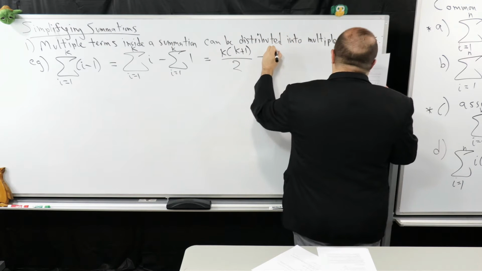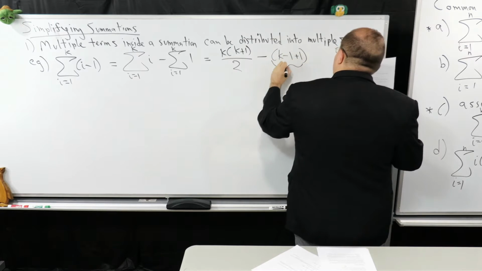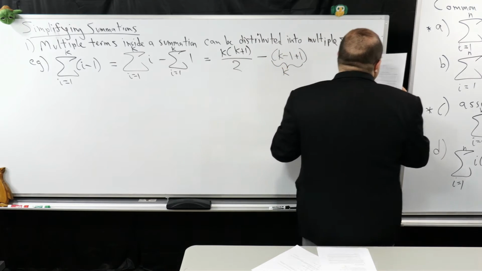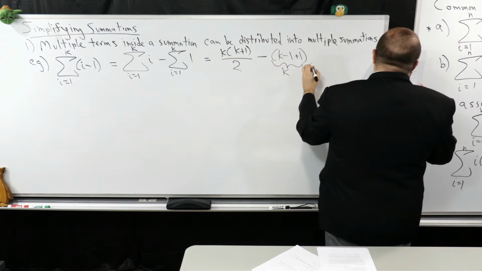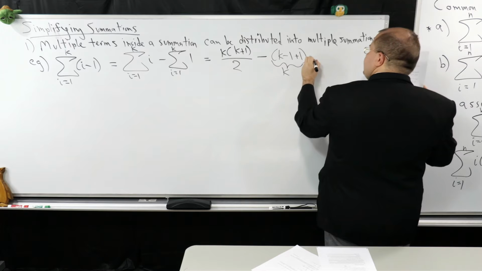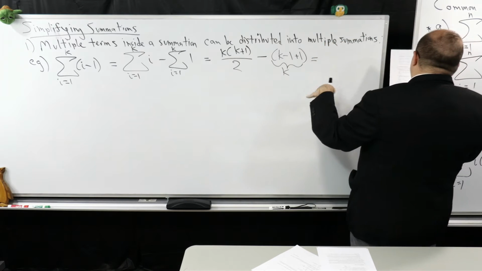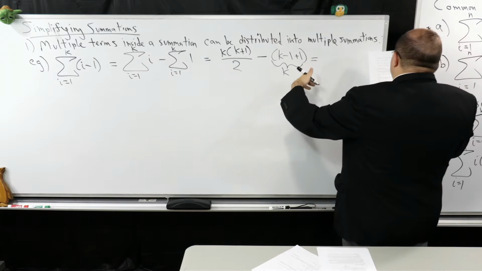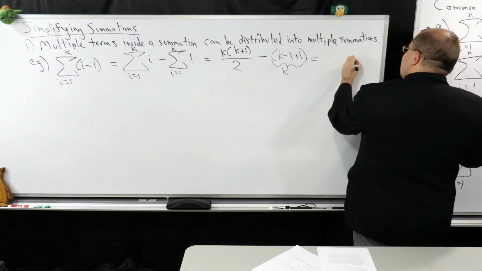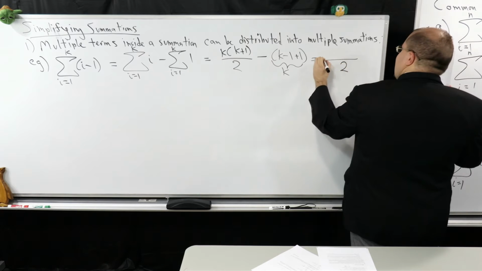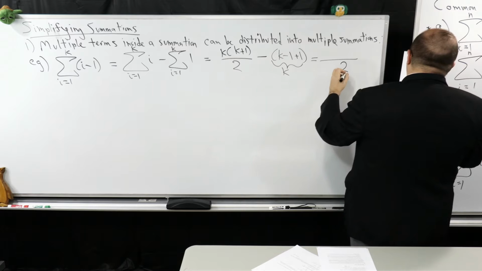So I have minus k minus 1 plus 1. This is just k, right? Then I can simplify this a little further. So I'm just going to make this a little easier to play around with, I'm going to make a common denominator across these two. So I'm going to have 2 like this. So I'm going to multiply this by 2 so it has a common denominator.